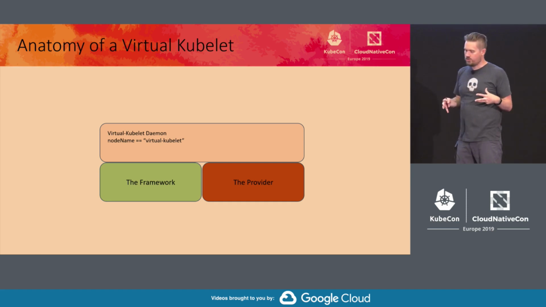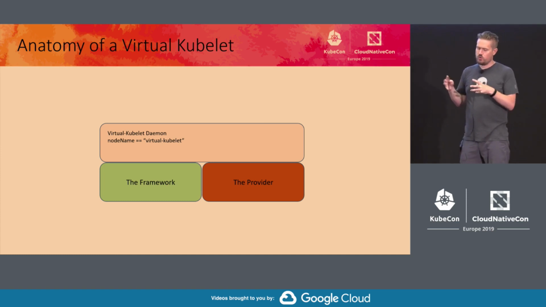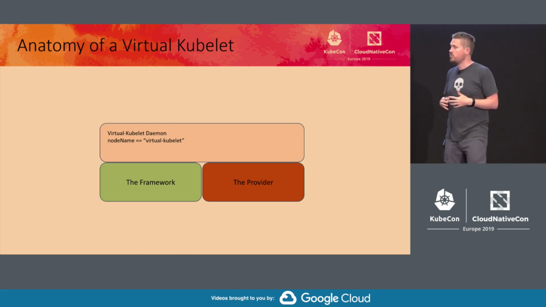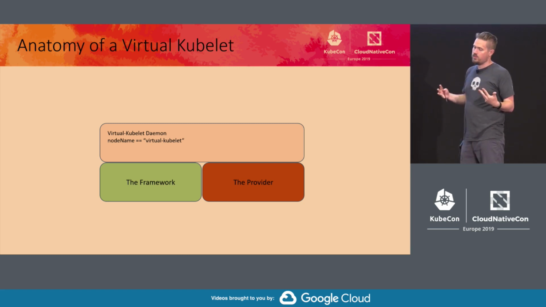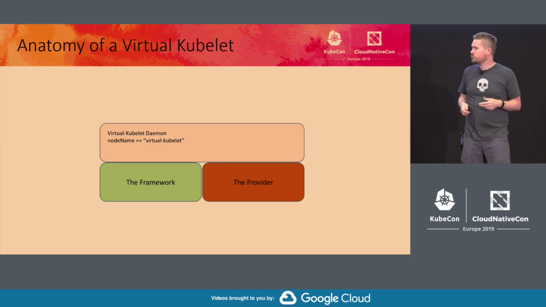This is what the anatomy of VK really looks like. There are really three parts. One of them is the daemon part at the top. Then there's the framework, and the framework has all of the stuff that's really reusable. It's going to have the reconciliation of state. It's going to have a definition of an API that providers have to implement. And then providers implement the actual calls back to those cloud providers or whatever they're going to schedule to.